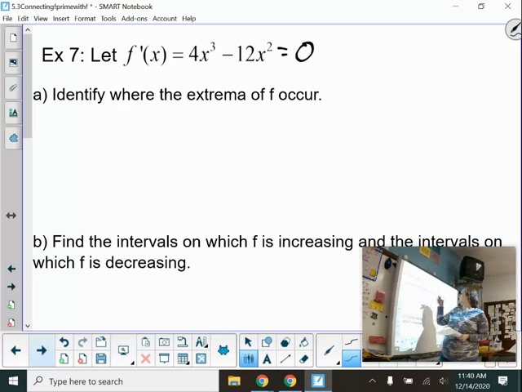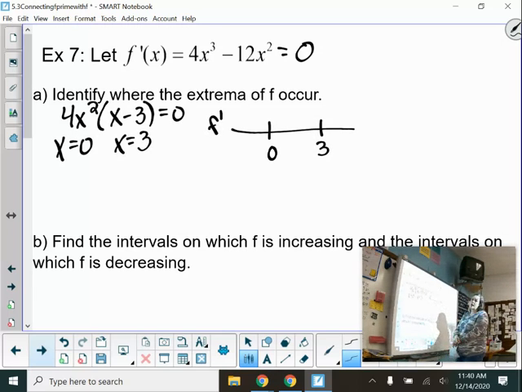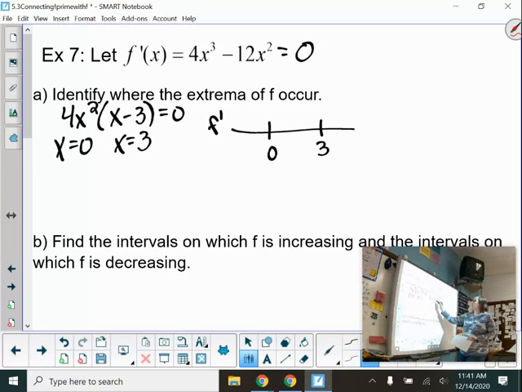So if I do that, I can factor out a 4x squared, and I'm left with x minus 3. So I get 0 and 3 as my values. I do have to test those on a number line, because if there is no change in sign in f prime in the different regions, then there are no extreme values happening here. So I'm going to have to test -1, 1, and say 4.